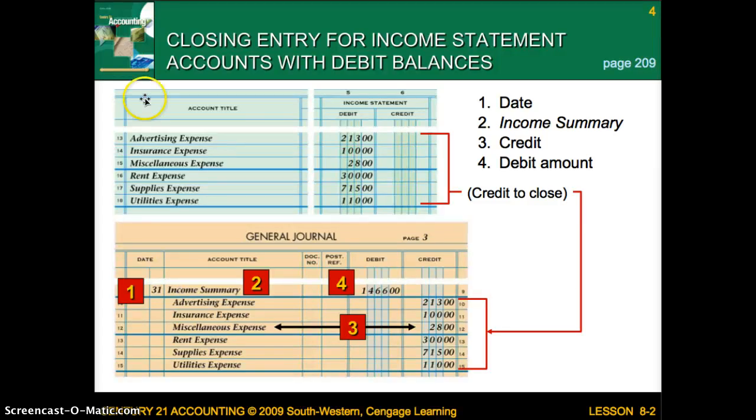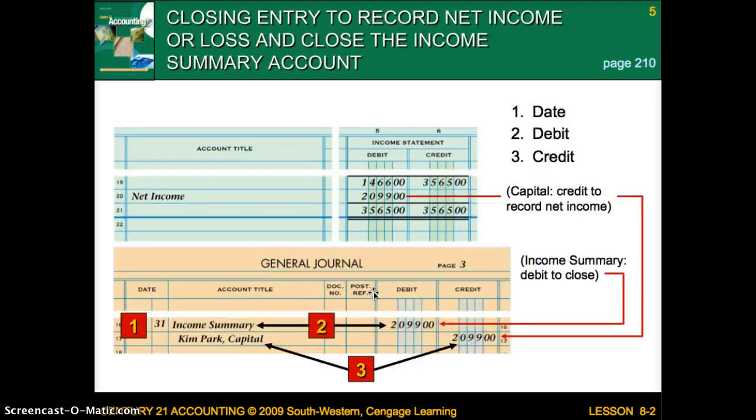Okay? So we're going to take advertising expense of $213 and credit it. Insurance of $100, credit it. All those will be credited. Once we get those done, we'll add them up, and the total will go into our income summary on the debit side. Closing entry to record net income or loss and close the income summary account.